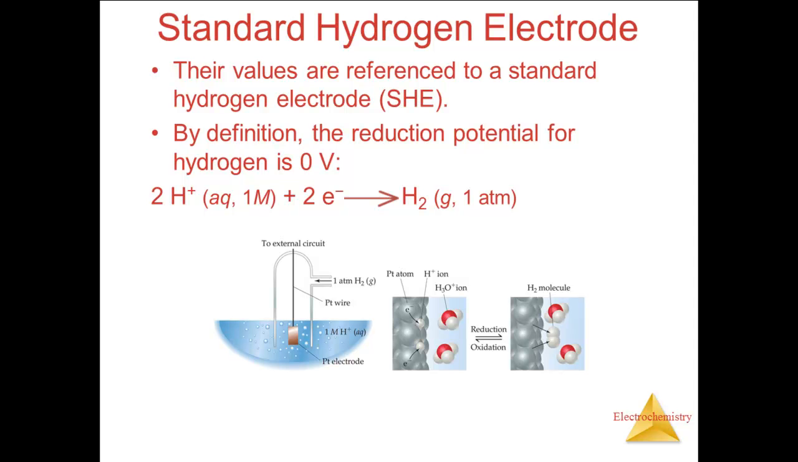Hydrogen is chosen as a standard because, first of all, its potential is about halfway between the potential of the half reaction that is most easily reduced and the potential of the half reaction that is most difficult to reduce. And second, it is fairly easy to set up and run. A more complete table is found in your book in Appendix E.